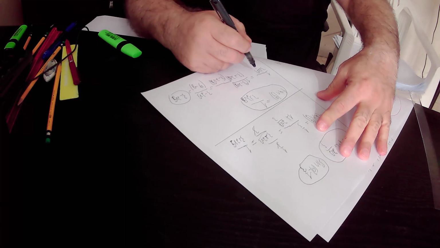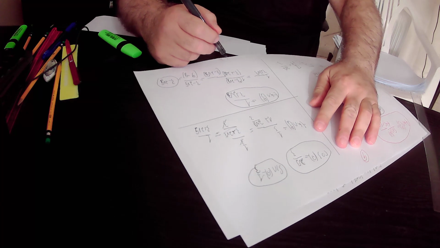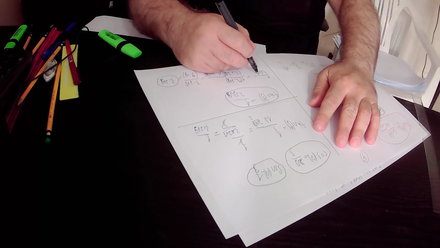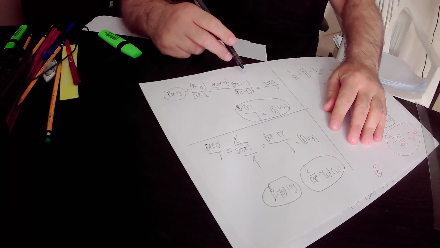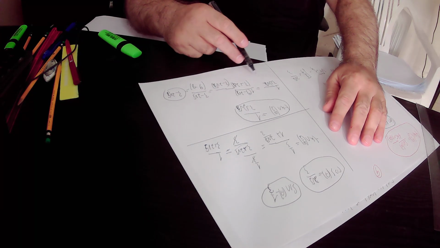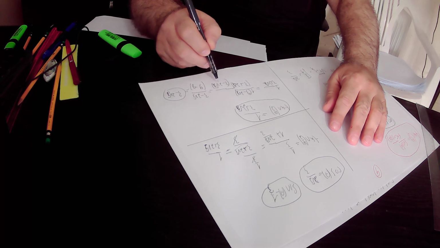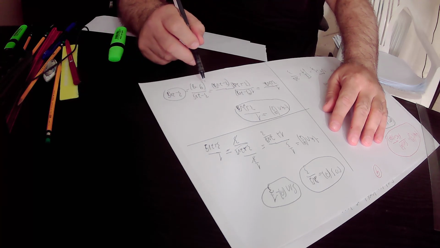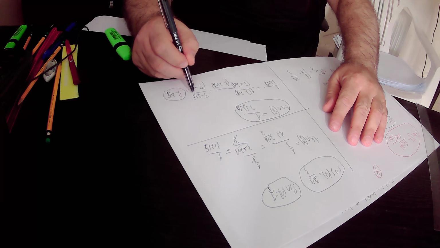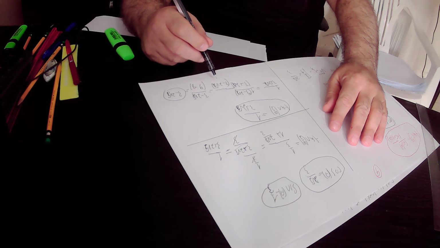So here we have the expression 3 plus 2 times root of 2, and we multiplied this expression by 3 minus 2 times root of 2, and then we divided by 3 minus 2 times root of 2. So in the numerator we have 3 minus 2 times root of 2, and in the denominator we have 3 plus 2 times root of 2 times 3 minus 2 times root of 2.